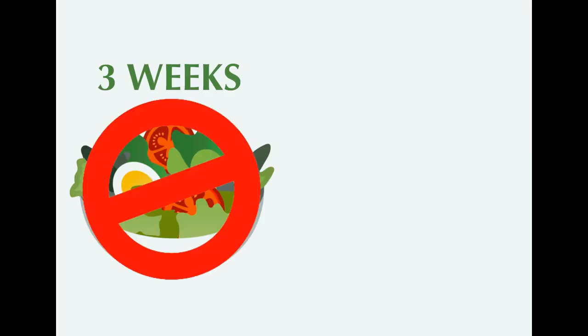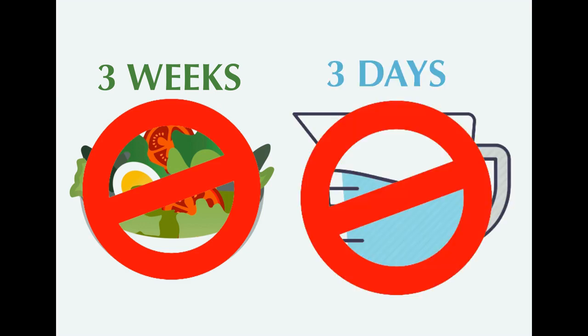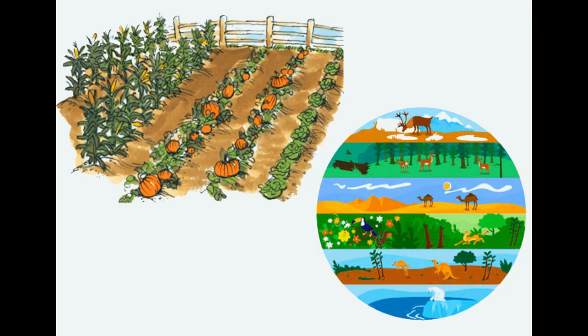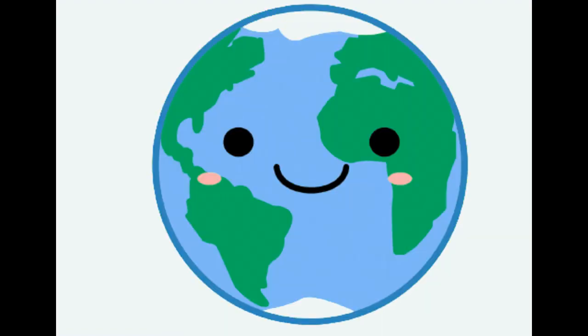Fun fact, you can survive 3 weeks without food, but only 3 days without water because of its vital abilities. Water is also used to preserve healthy vegetation that is used by all ecosystems. Every living organism on Earth requires water, and without it, life would not exist.